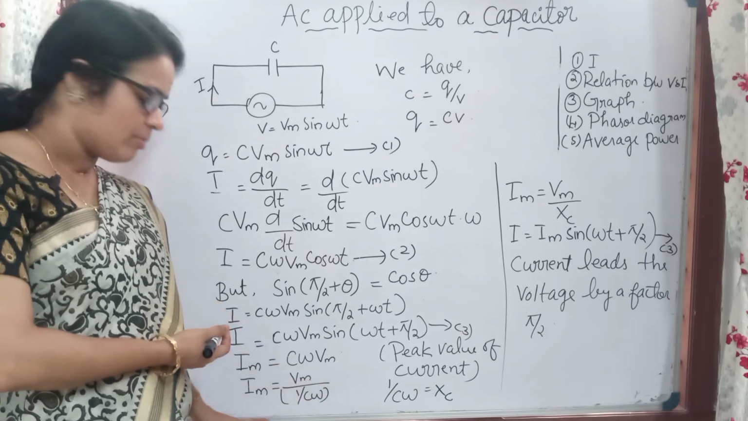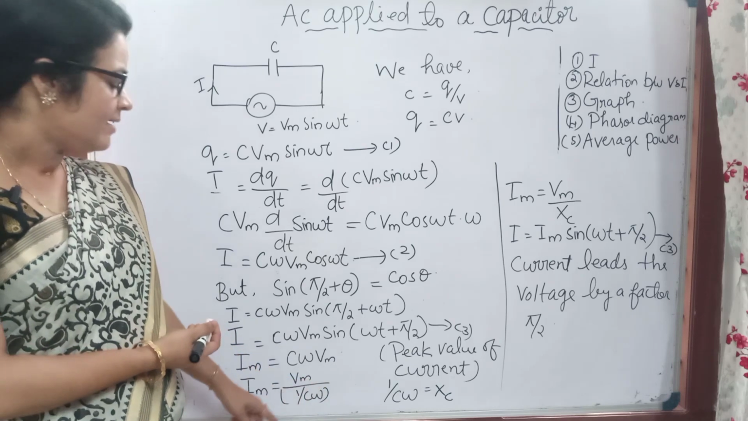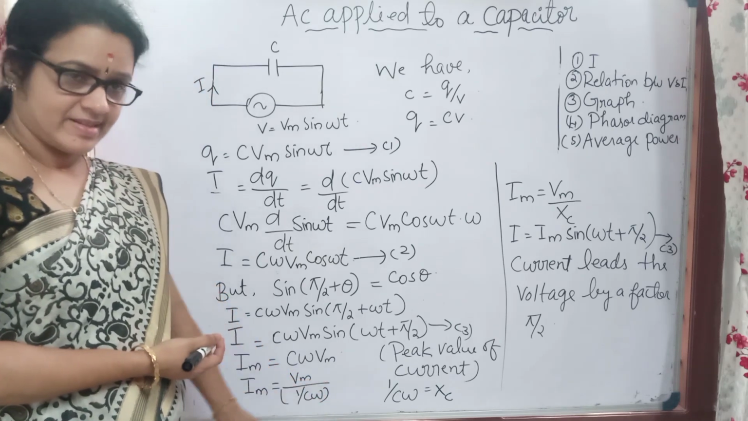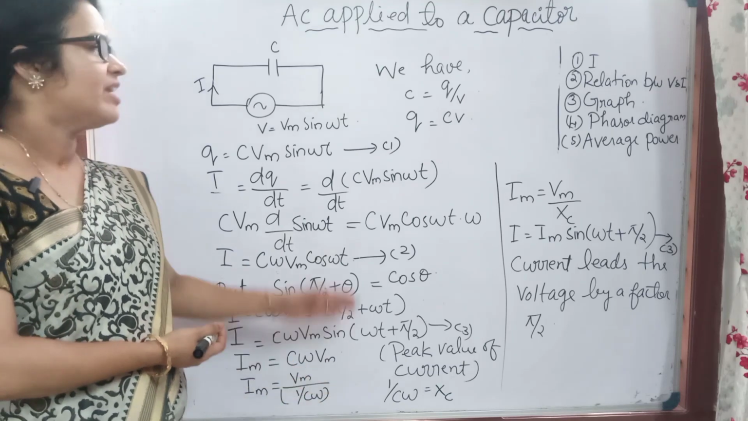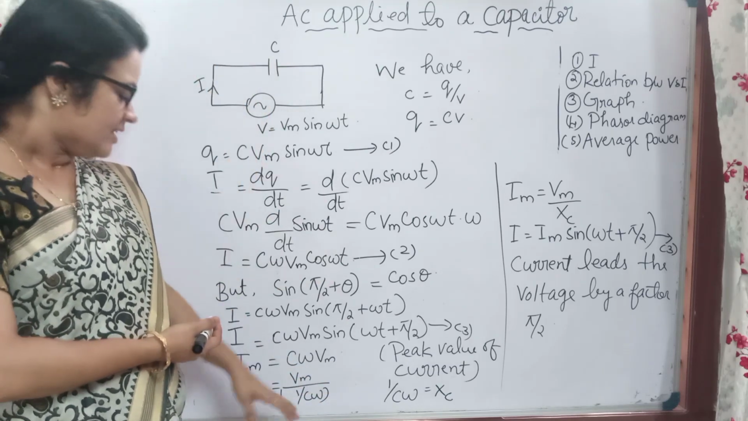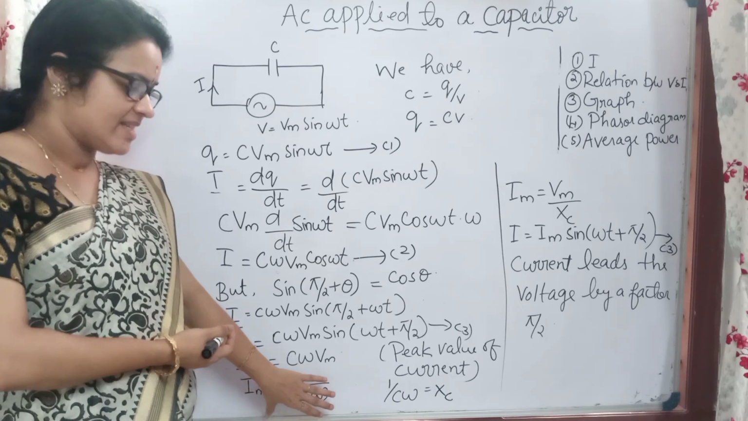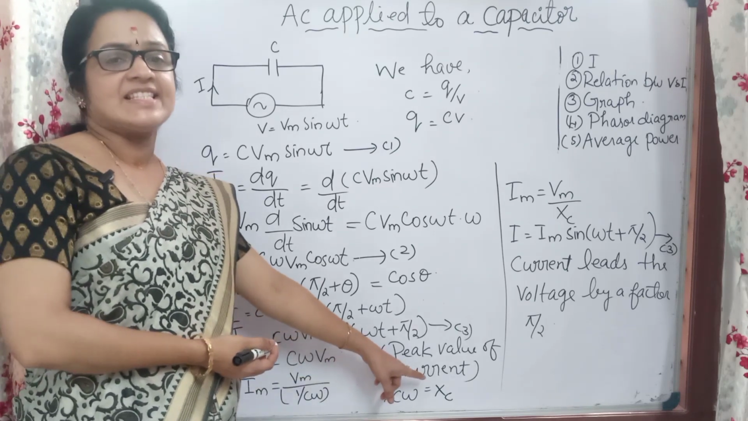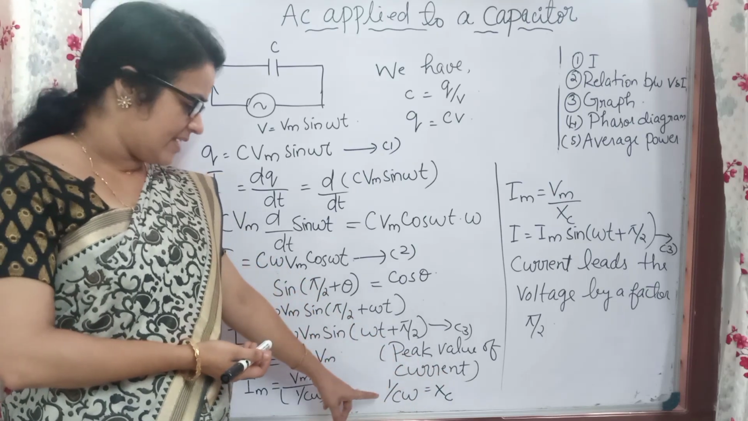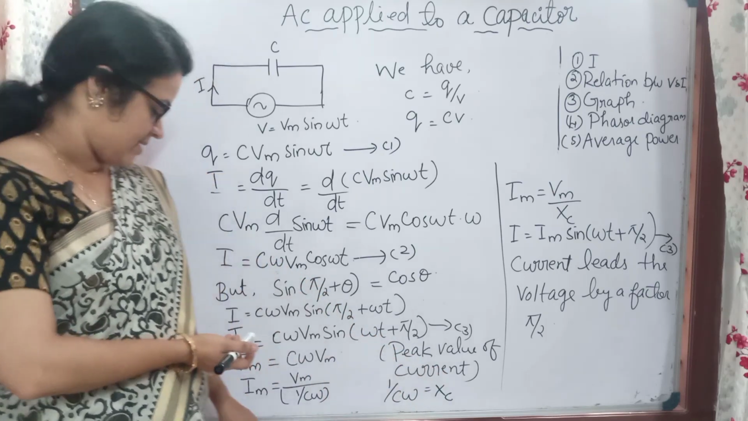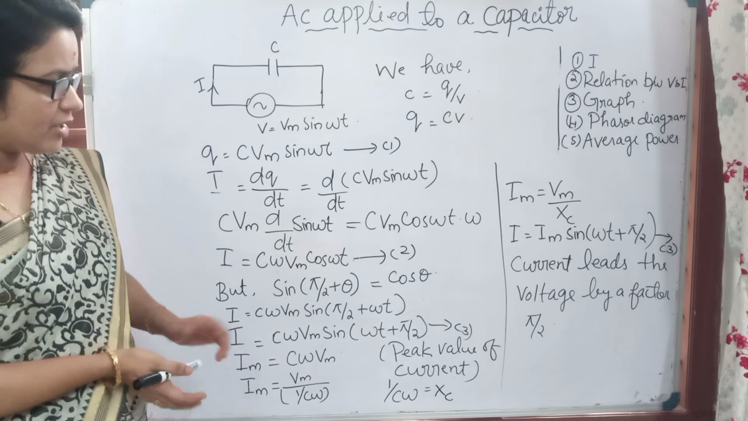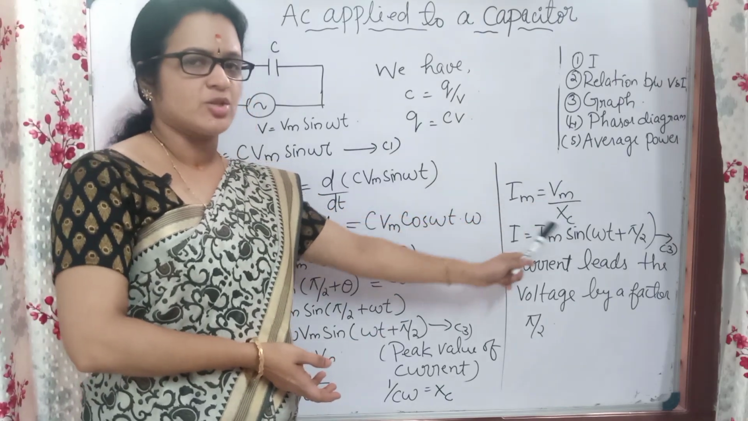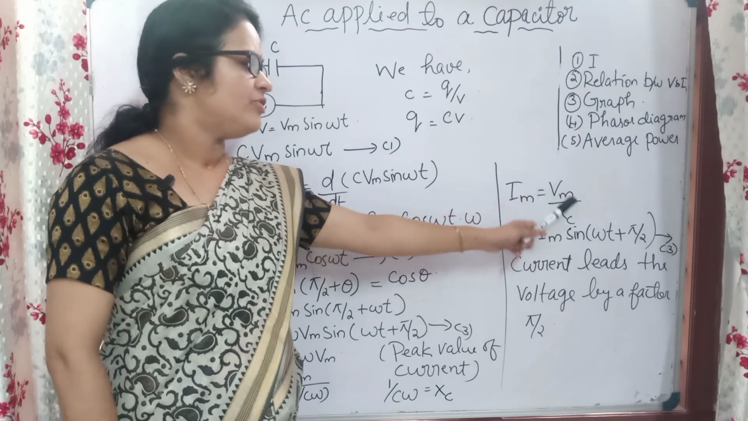This 1 by C omega is a very important thing, that is the capacitive reactance. So instead of resistance, here we have capacitance, right? That value, the capacitive reactance, is given by 1 by C omega, which can be written as XC. Okay, that is the capacitive reactance. If we substitute that in the equation, what will we get? Im is equal to Vm by Xc. This equation is also very important: Im is equal to Vm by Xc.